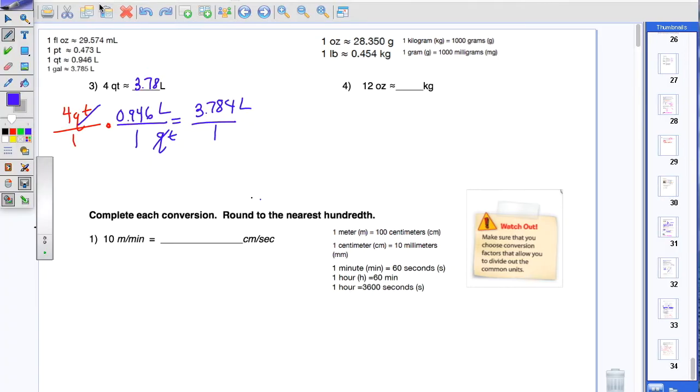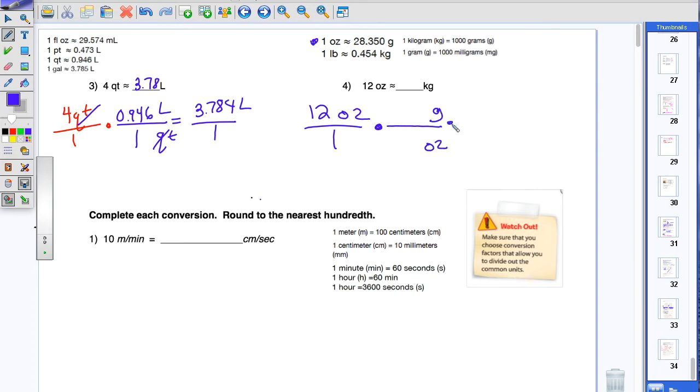Number 4, 12 ounces is approximately equal to how many kilograms? We start with our 12 ounces. We can put that over 1, and we want to multiply it by the conversion factor from ounces to kilograms. But if we notice over here, we don't have ounces to kilograms. We have ounces to grams. So we can use that conversion factor first, ounces to grams, but then we want to do kilograms to grams. So grams in the denominator, kilograms in the numerator.